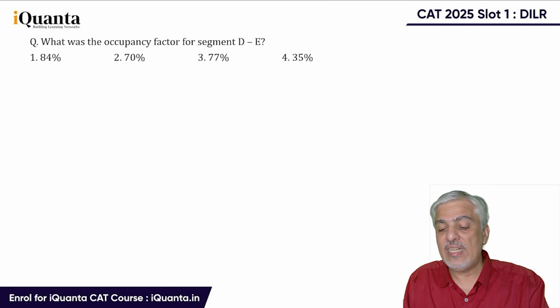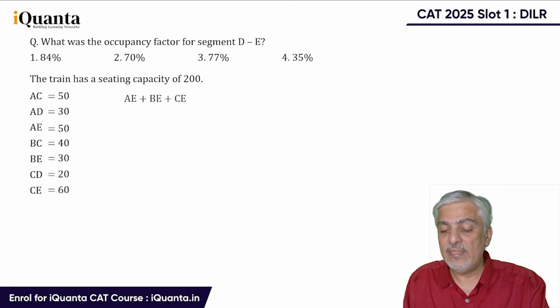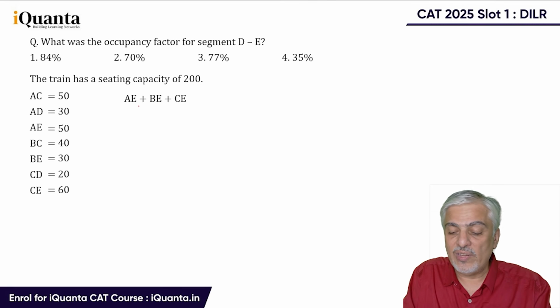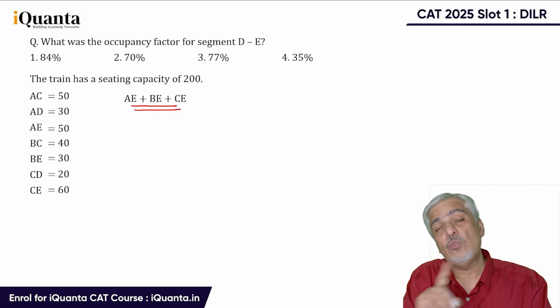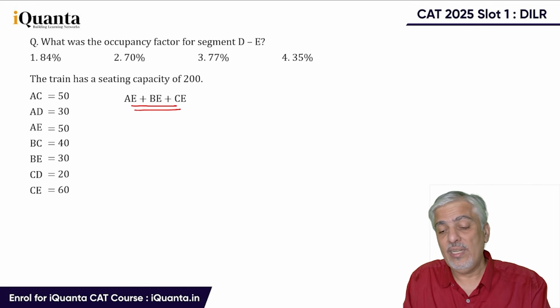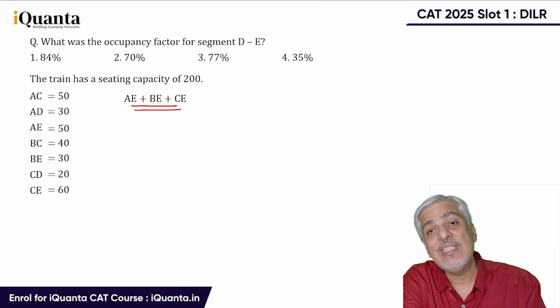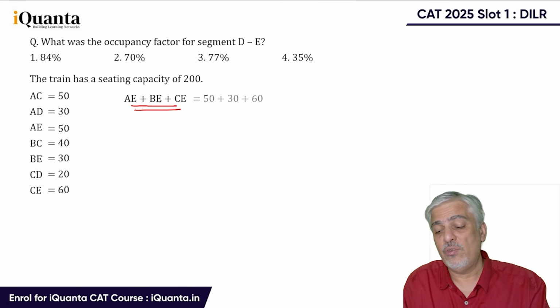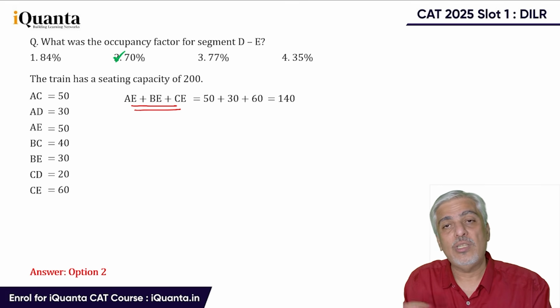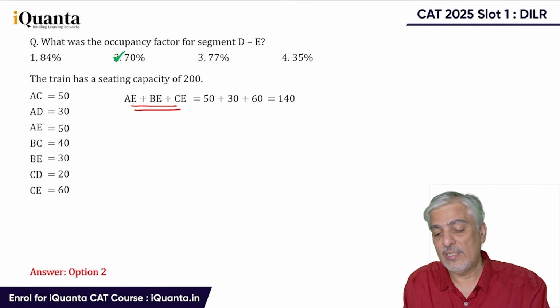Occupancy for DE. Now what was DE? DE will be the total of AE, BE and CE. This we had got much earlier. We got 140, and 7. Anyway, remember it was a multiple of 7, so it had to be either 70% or 35%. One of the two had to be the answer, and you could have easily worked out that 35% was not possible. So this was a very straightforward question. The answer was 70% because 140 out of 200 becomes 70% occupancy.